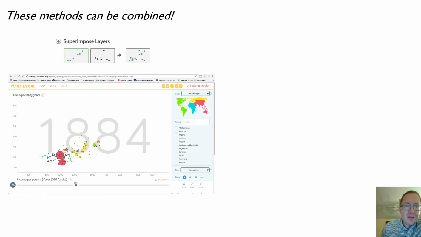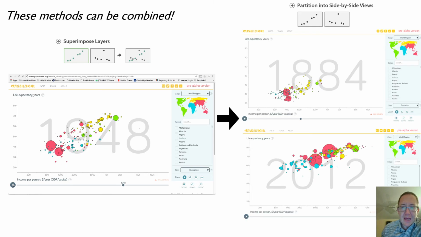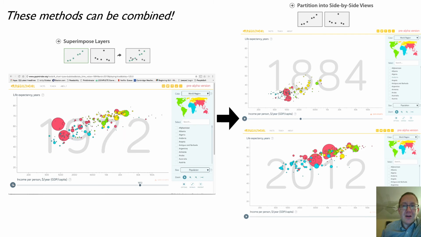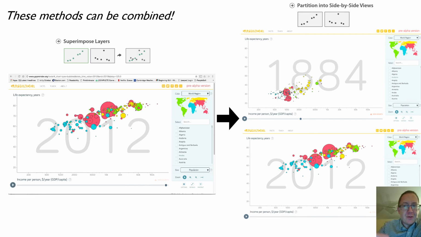So, by the way, the methods can be combined. So I can superimpose my layers, and so this is Gapminder over time, and I can just do that twice, right? I could have one side by side for 1884, one for 2012, and I can do a side by side comparison of both of these things. But I could also do a juxtaposition.